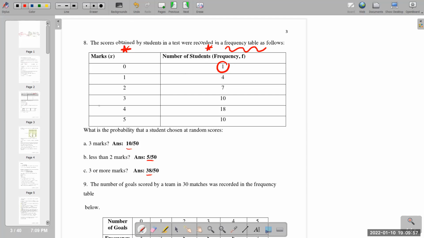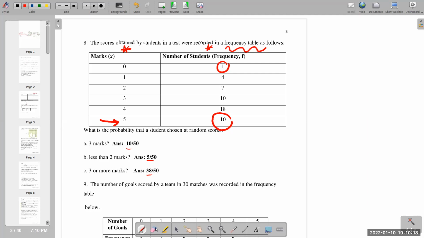So where should you have gone? You need to look for the highest mark first, which is 5. And then how many students got 5? 10. So all of this is practicing, drilling how to think. Everybody see that?